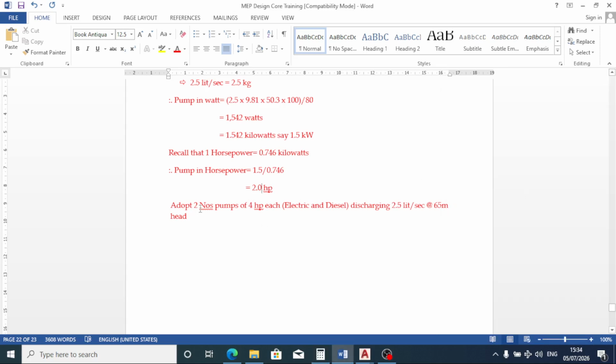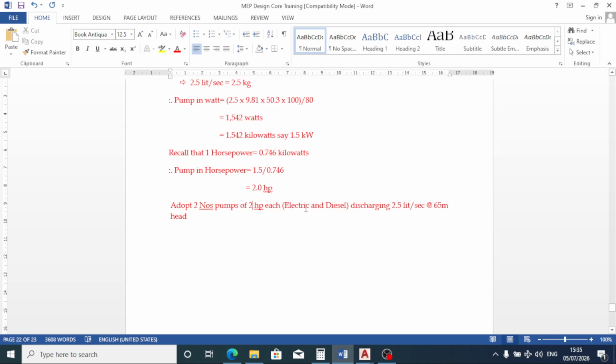So add up two numbers of pumps of 2 horsepower. So you can see our pumps are not that big in capacity. Why? Because we have only 2 floors. So since the floor is not too high, 2 horsepower will be able to give us the required pressure to fight any fire outbreak in this building.